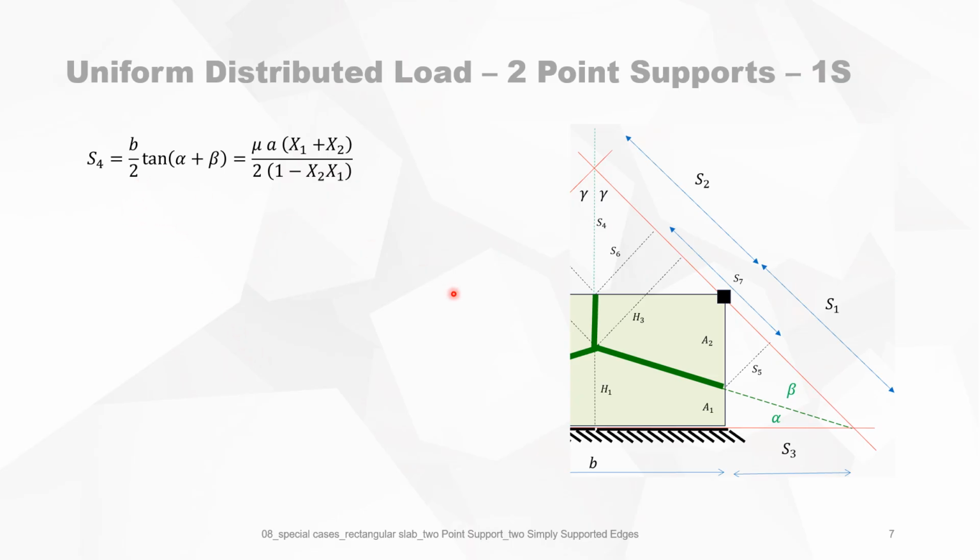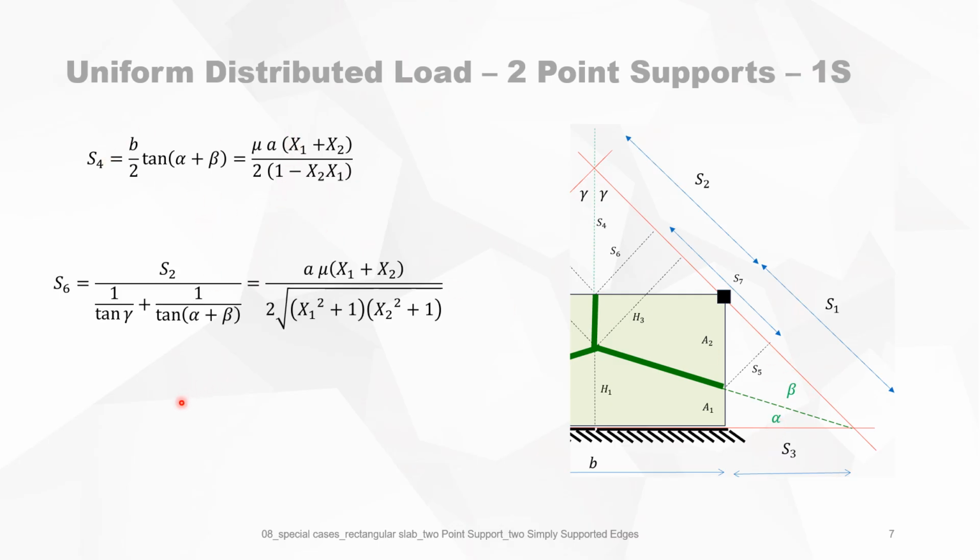As for S4, it's easy, it's just S4 divided by B over 2 is the tangent of alpha plus beta, and the tangent of this angle is the same as this angle. And this can be expressed in x2 and x1. S6 is x6. We will use the cotangent rule, which is the base S2 divided by the summation of the cotangents of the 2 adjacent angles. And then you can also arrive at this expression.